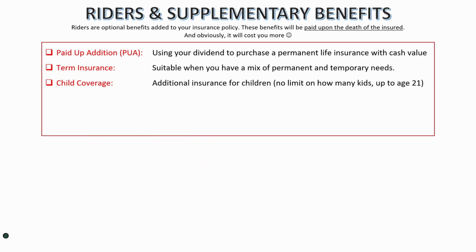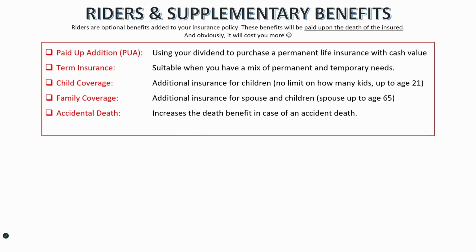We have something called a family coverage as well, which is basically like a child coverage, but you add your spouse too, and the spouse is going to be insured up to age 65, right? So that is another thing. Again, if the policy owner cancels their policy, there's no child coverage or family coverage left. It's all going to be canceled.